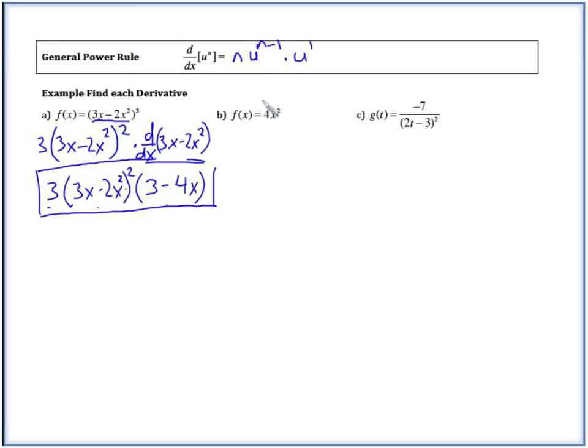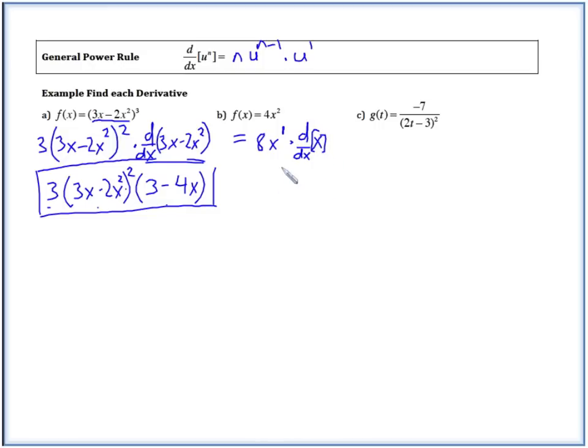Alright, now looking at this next one, we have 4x squared. And you might say, well, where's the chain rule in this? Because we know we can just use the power rule. But let me show you how we've actually been using the chain rule all along without even knowing it. So let's use the chain rule here. We would say n u to the n minus 1, so 2 times 4. We have 8x to the 2 minus 1, which is 1, times the derivative of the u, whatever's being squared here. So times the derivative of x.